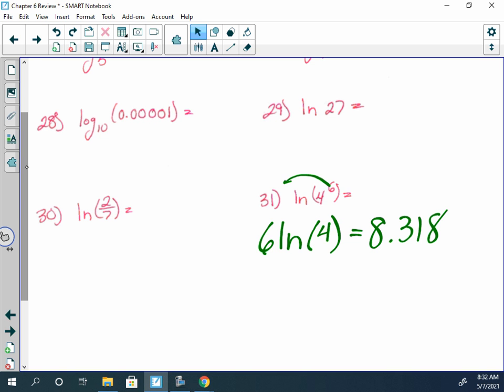And we can do it in either way. Or if you want to do 4 to the 6th and then take the natural log of it, that works as well. Any other questions on this here?